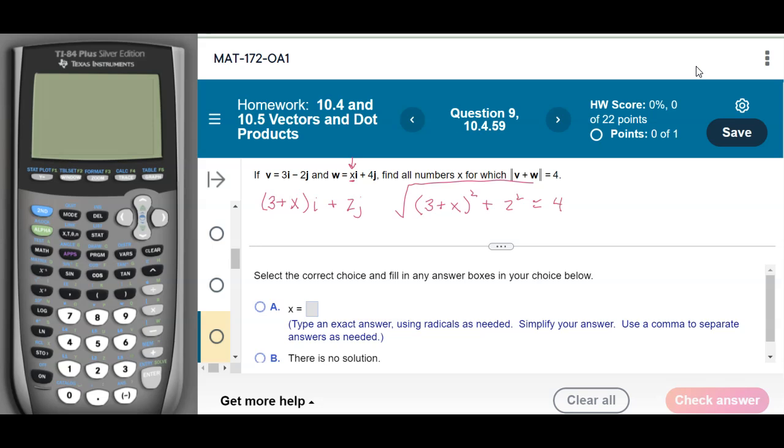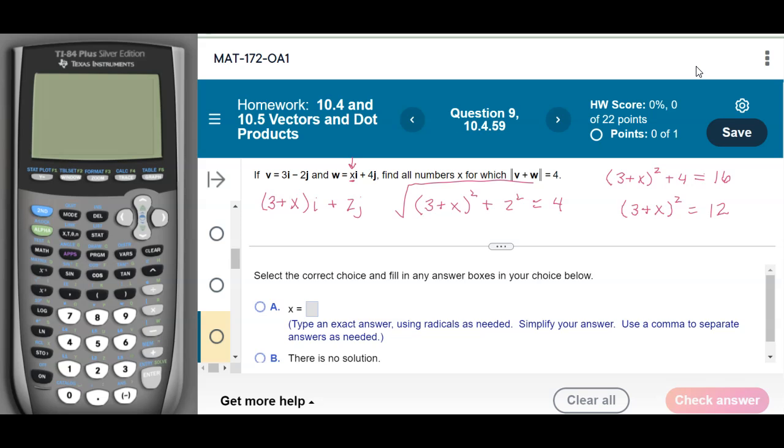Well, now I have an equation with an x in it. I can solve for it. I need to get rid of the square root, so I need to square both sides. So there's what I get if I square both sides, and I took the 2 squared here and made it into a 4. So this is a quadratic equation. I can subtract the 4 from both sides, and I would get (3 plus x) squared equals 12.